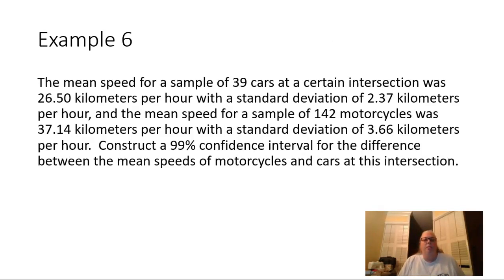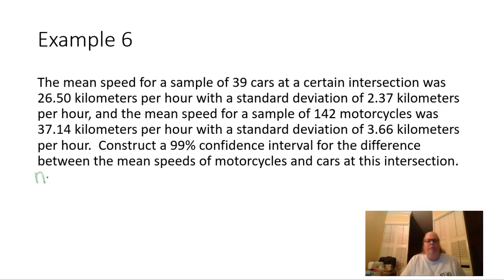Example 6. The mean speed for a sample of 39 cars at a certain intersection was 26.50 kilometers per hour with a standard deviation of 2.37 kilometers per hour, and the mean speed for a sample of 142 motorcycles was 37.14 kilometers per hour with a standard deviation of 3.66 kilometers per hour. Construct a 99% confidence interval for the difference between the mean speeds of the motorcycles and the cars at this intersection. All right, let's record the information that we know.